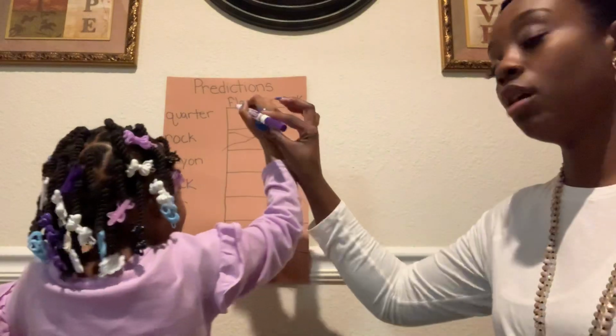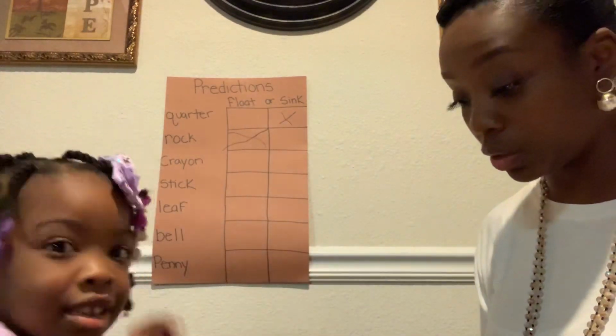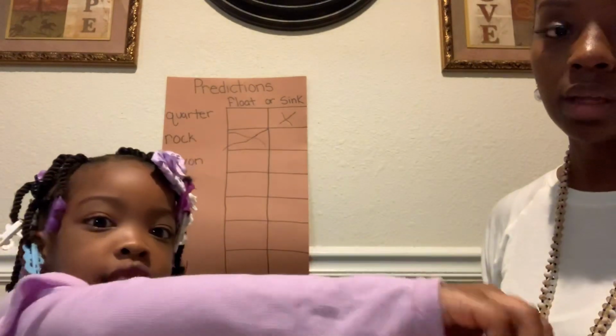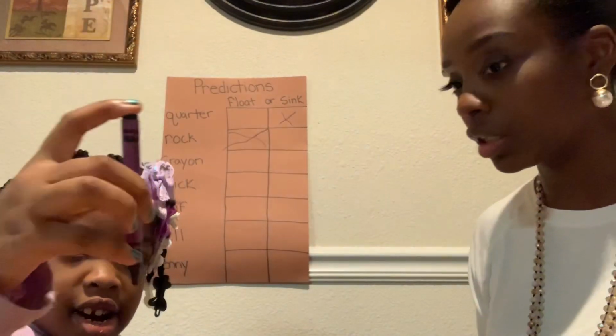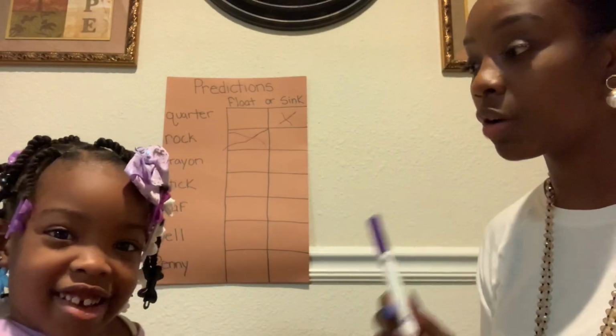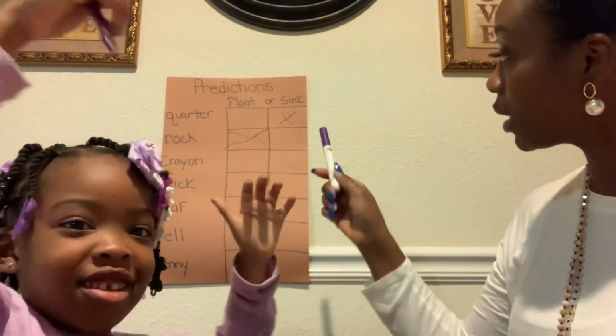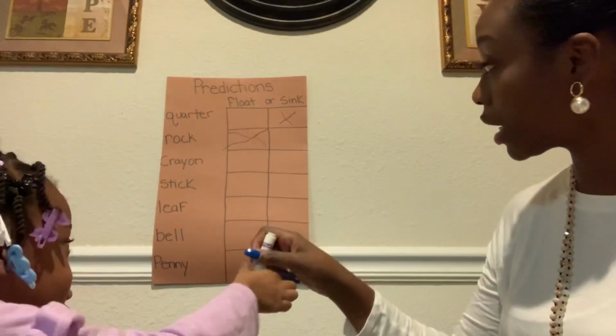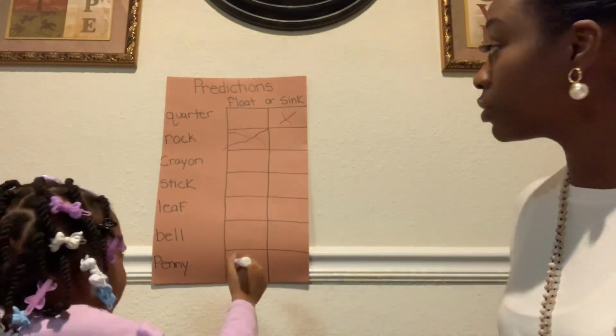Very good. Okay, now I want to go to the crayon. Can you identify the crayon for me? Yes. All right, this is a crayon. And what color is that crayon? Purple. Purple. Do you think the crayon is going to sink or float? Float. All right, let's write on our chart that if you think it's going to float. So put an X for the crayon floating.